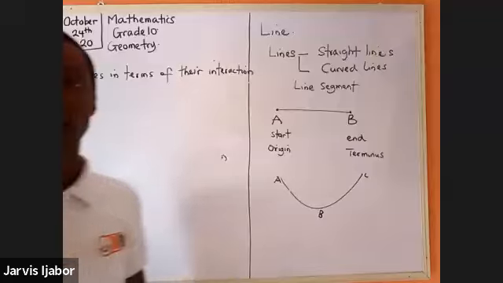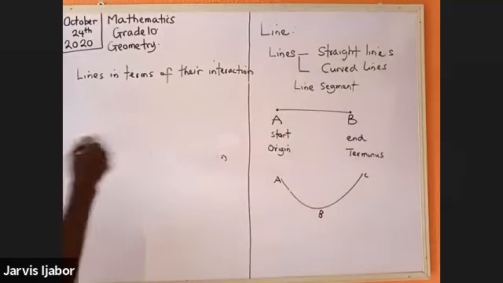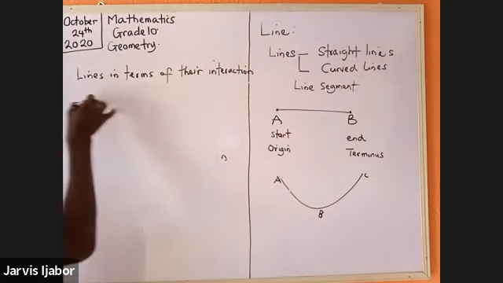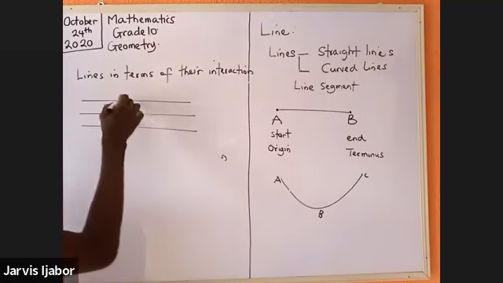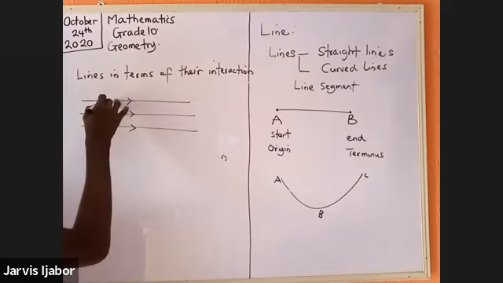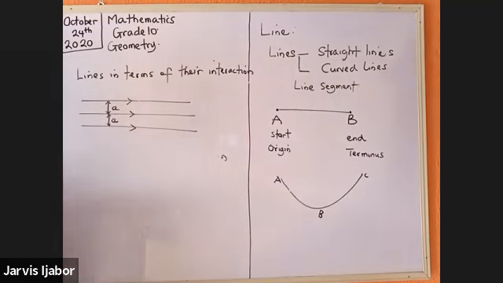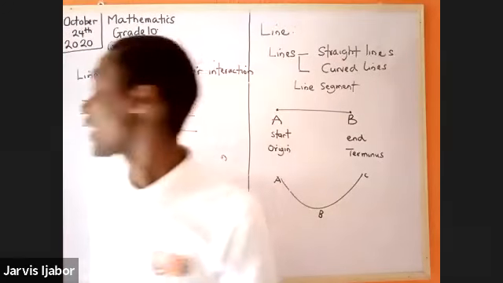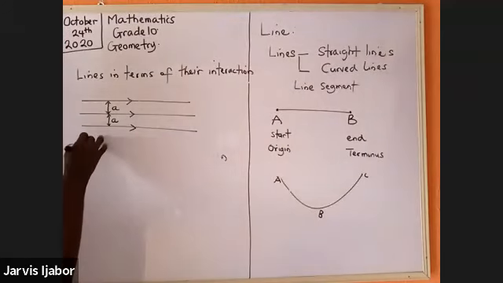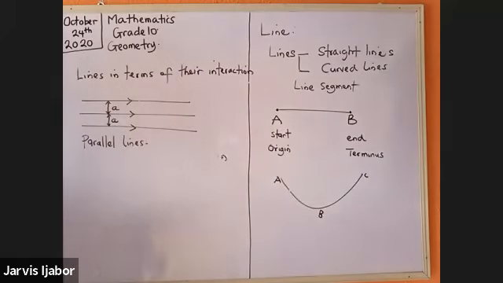Lines in terms of their interaction. How do lines interact? Now, we have different types of line as a result of this. We have what is called parallel lines. When two or more lines are drawn such that the spaces between them are the same, or the lines can never meet, what you are giving birth to is what is called parallel lines. So these are what they call parallel lines.